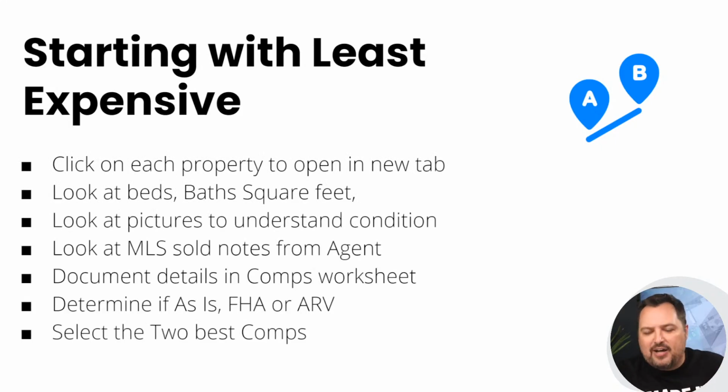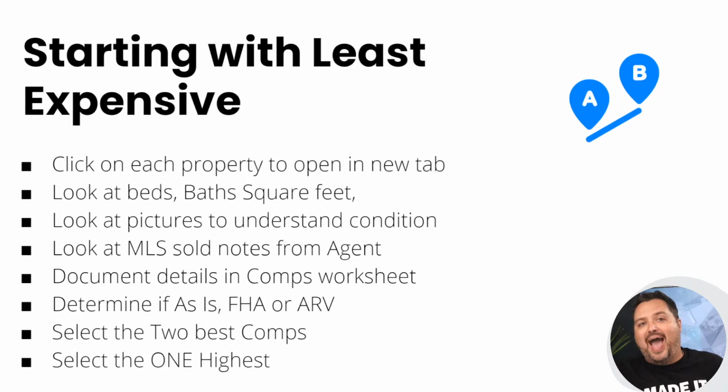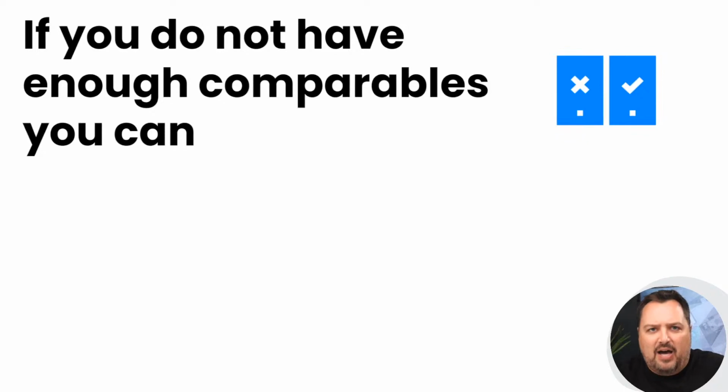This is the same process that I'm using, but I'm looking for active homes rather than sold homes. Again, I'm looking for the 2 best comps and the 1 highest comp. When I say best comps, I start with the lowest and I work my way back up.